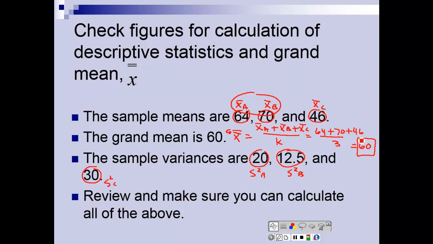A little bit more to it than that, but that's basically what we're doing: how far apart is each sample mean from the mean of the whole group. That's how we'll get the difference between means. We can't just do X bar A minus X bar B anymore because there are 3 of them. And then the bottom, the mean square error, is just going to be the average of those 3 variances. So we'll add them up and divide by 3. That will be the mean square error.